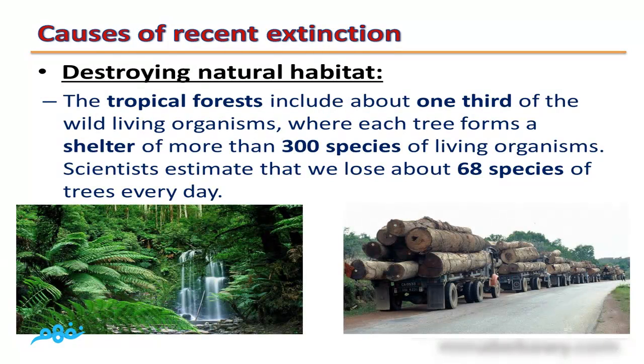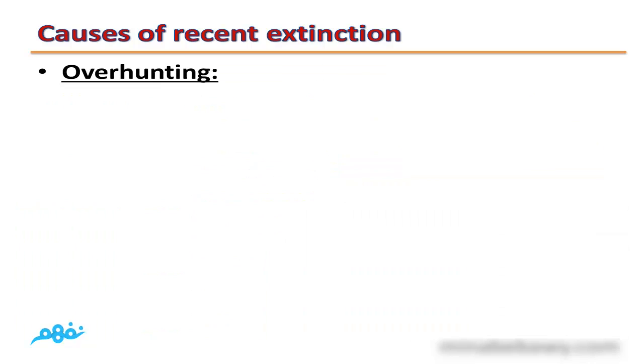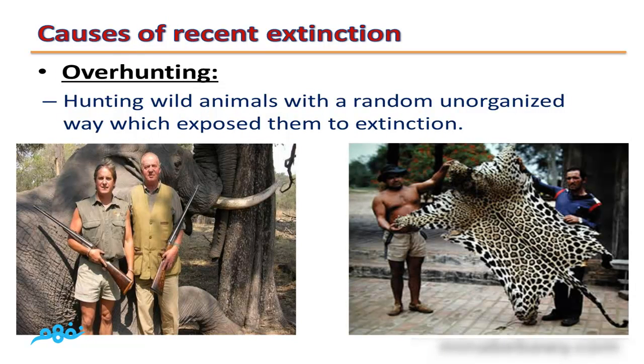The tropical forests include about 1/3 of the wild living organisms, where each tree forms a shelter for more than 300 species of living organisms. Scientists estimate that we lose about 68 species of trees every day. Overhunting: hunting wild animals in a random, unorganized way exposed them to extinction.